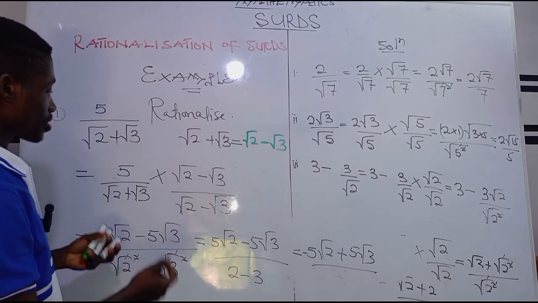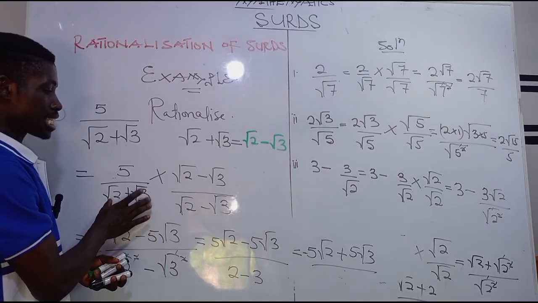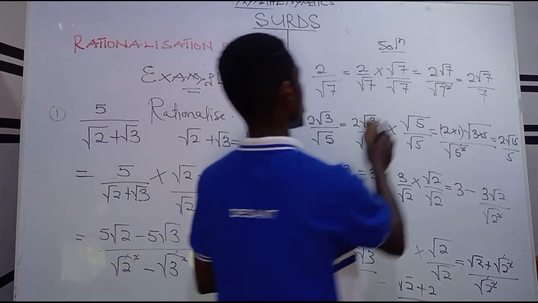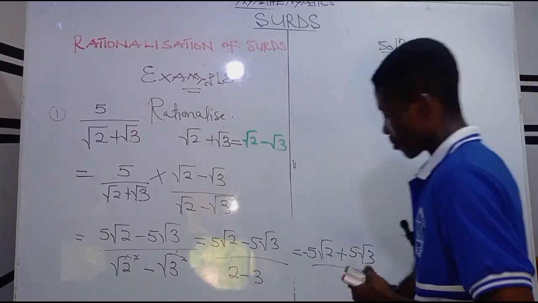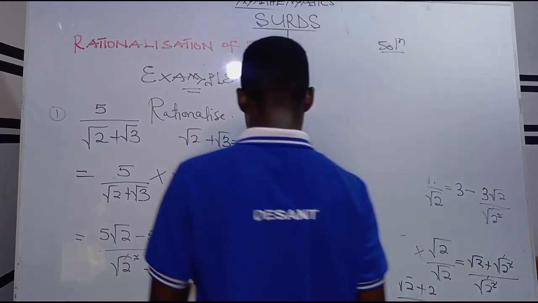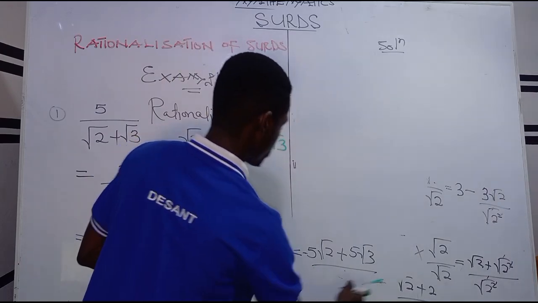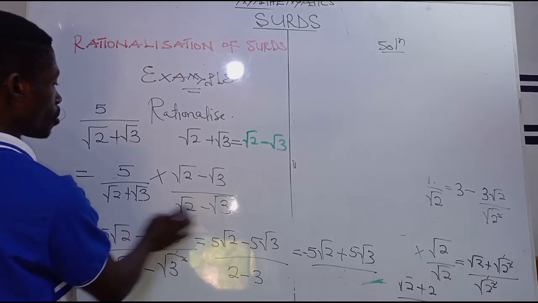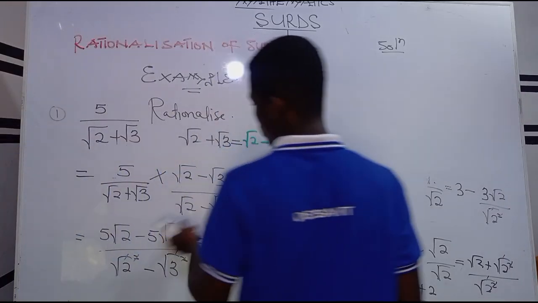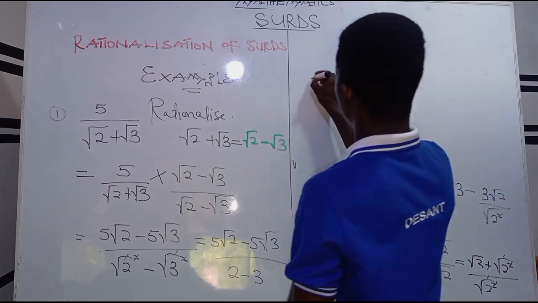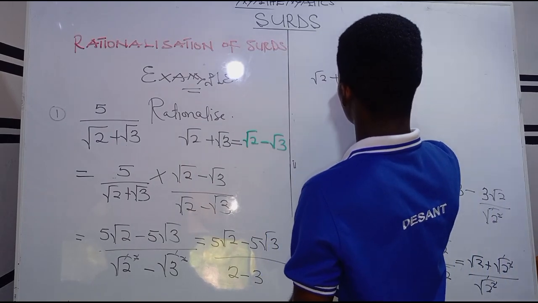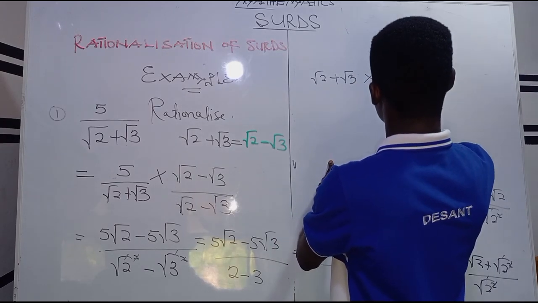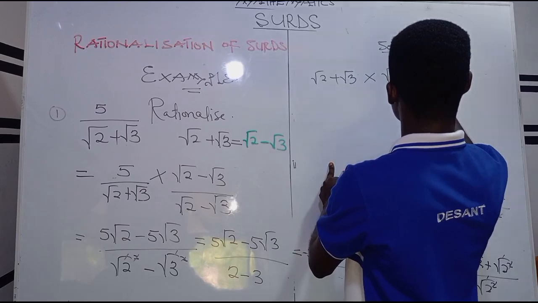Now those who want to go through the stress of expanding these two items, let's see how that one also goes. So this is our answer, right? So at this very point, somebody may say, no, I don't want the shortcut. I want to expand. So let's expand the denominator. So we have root of 2 plus root of 3 multiplying root of 2 minus root of 3.